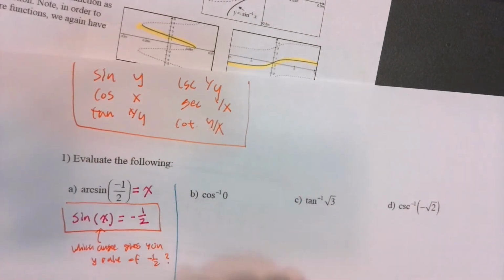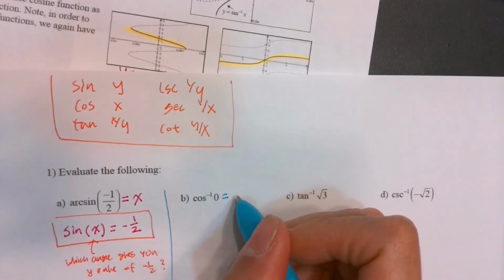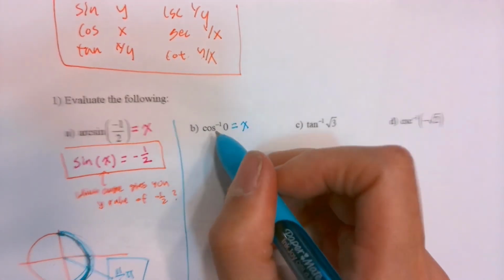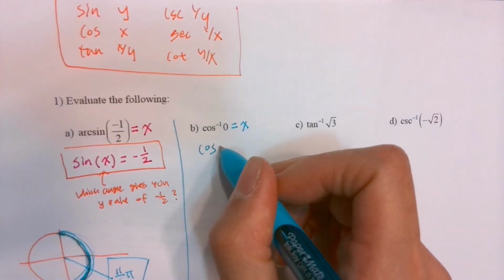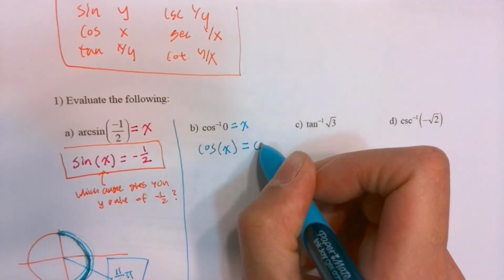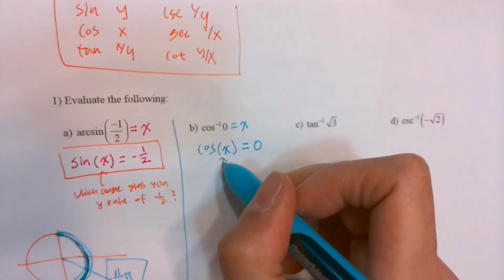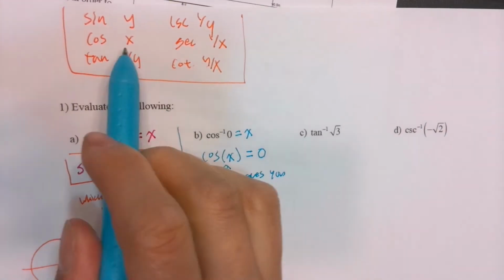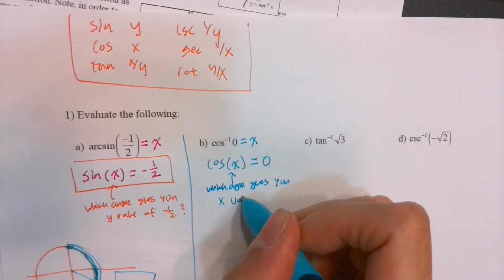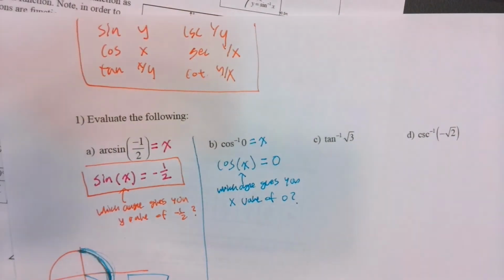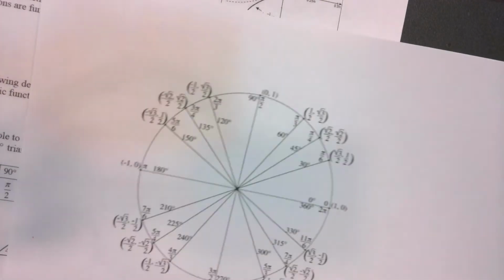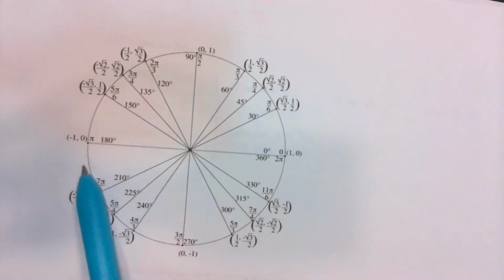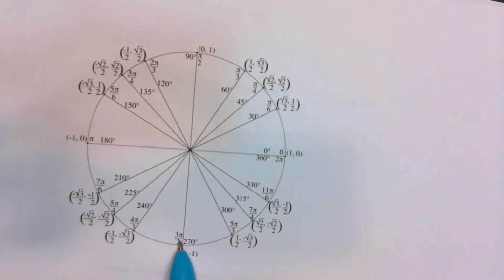Let's do this one, okay? All right, so I'm going to set it equal to x or whatever variable you want. So that's an inverse again, so I'm going to write it as a regular cosine function. Cosine of x is equal to 0. So this is asking which angle gives you, cosine is the x value of 0. Which angle gives you an x value of 0? I have 1/2 pi. I have an x value of 0 right here, 3/2 pi.